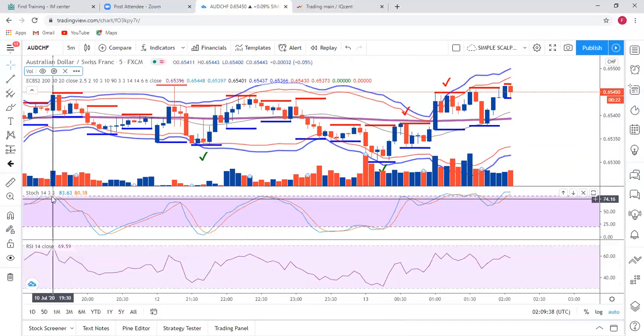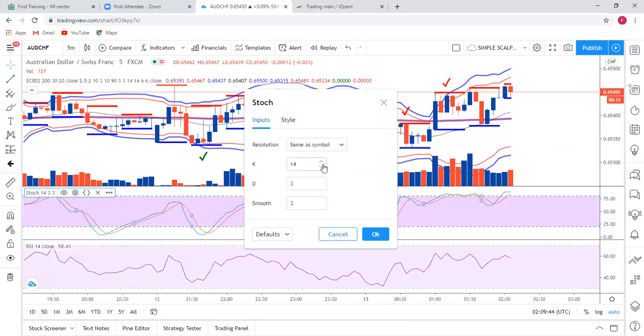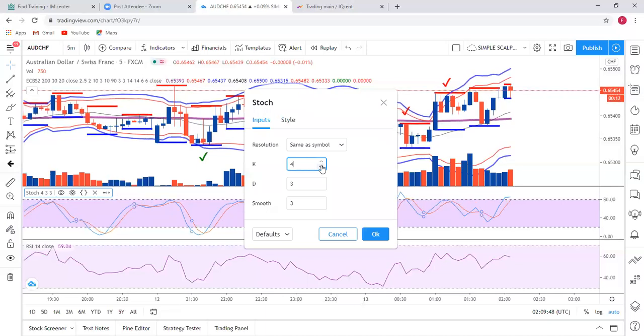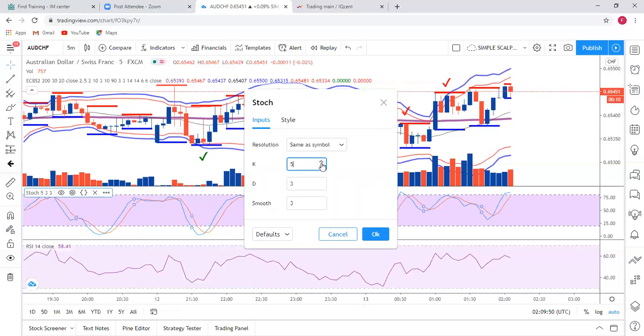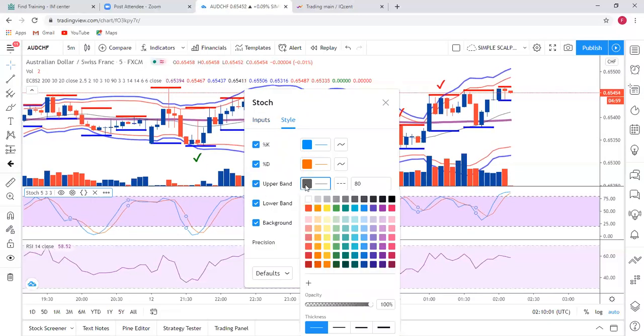Now my stochastic, I'm going to set it. The K is going to be 5, so that range is better. Some people use 6. Ivan Cabral uses 6, but I prefer 5. Nesvis Quest uses 5. It's going to be 5. Then I come to the style. My upper band, I want to make it red, telling me that price is overbought. I want to make it thick.